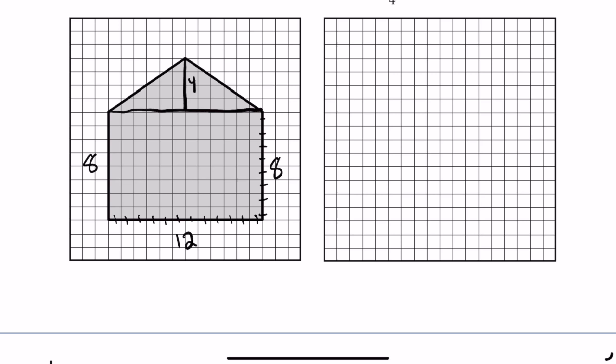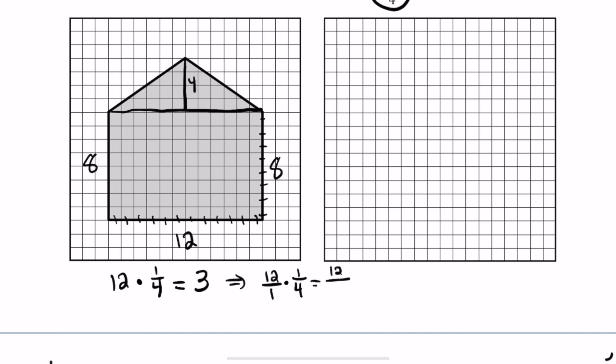All right, so originally my base is 12. I'm going to multiply by my scale factor of 1/4, and that's going to give me my new base. 12 times a fourth is equal to 3. If you are trying to do that by hand, it's like 12 divided by 1 times 1/4, multiply straight across, 12 fourths, 12 divided by 4 is 3. Okay, but you will have a calculator on the test, so you can do that too. All right, so my base is going to be 3.